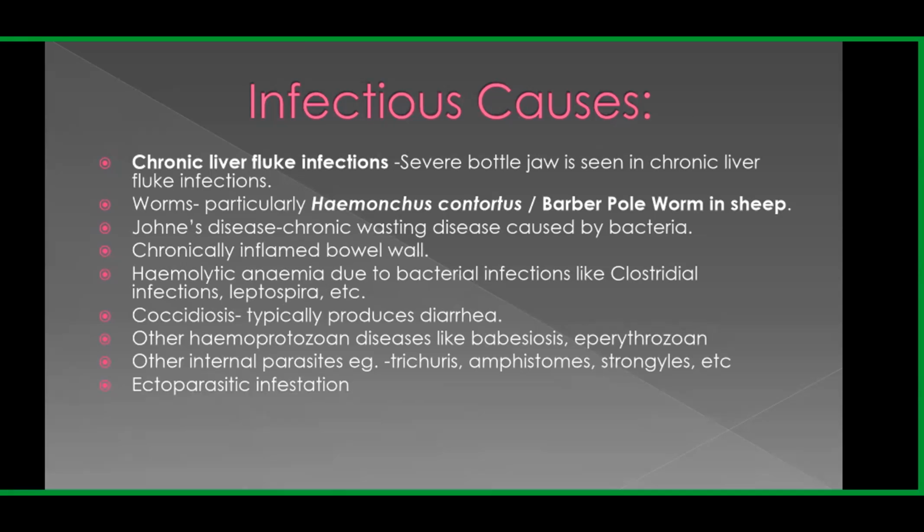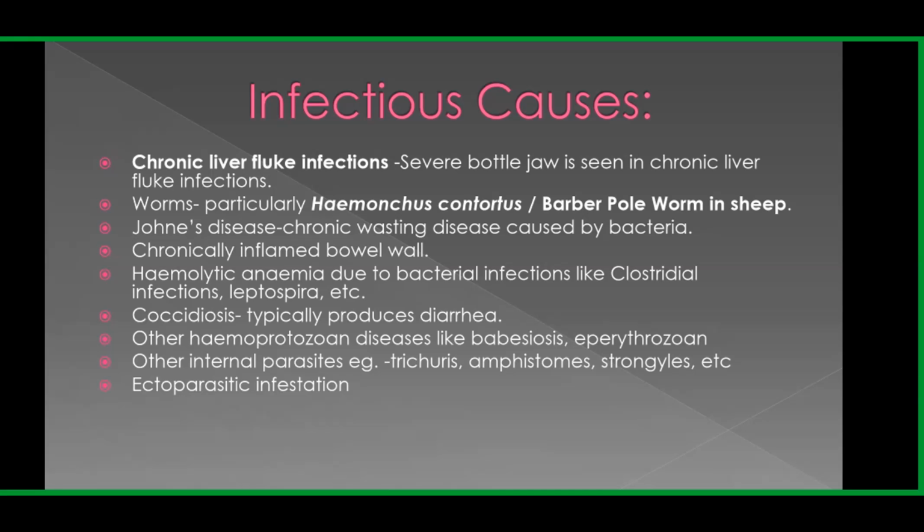Hemolytic anemia. There are certain diseases, certain conditions where there is hemolysis, intravascular hemolysis. That may be because of any bacteria, any blood protozoan parasitic infection, or there are certain other conditions where there is hemolytic anemia. So one important bacterial disease which leads to hemolytic anemia in sheep and goat is Clostridial infections.